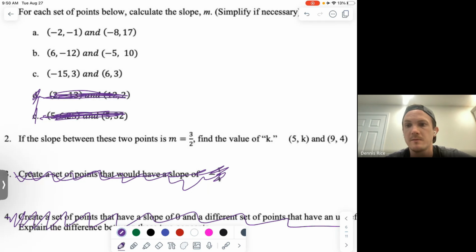All right, welcome back. So let's take a look at how we did. For 1a, we had -2, -1, and -8, 17. If you want to type in the chat, what did we get for the slope for a? We'll just kind of cut to the answer to save some time here. Did anyone get 1a?